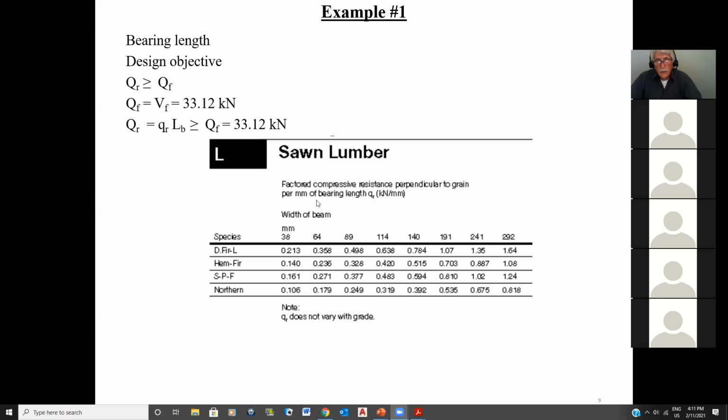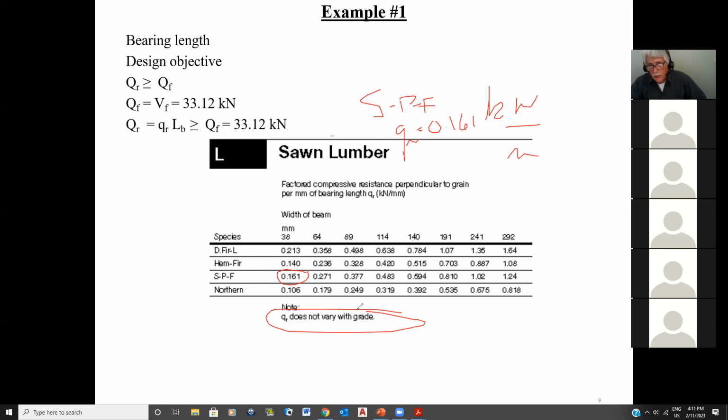Now guys, personally I like to just remember this number in the back of my head. Whenever I'm doing anything with bearing, every time I'm talking about SPF, I know that the small QR value is equal to 1.616 kilonewtons per millimeter. That to me is easy to remember. Since I'm always using SPF, it doesn't matter what grade, it's always going to be the same value.